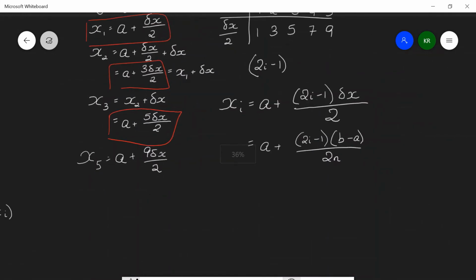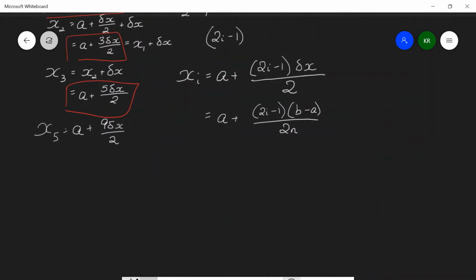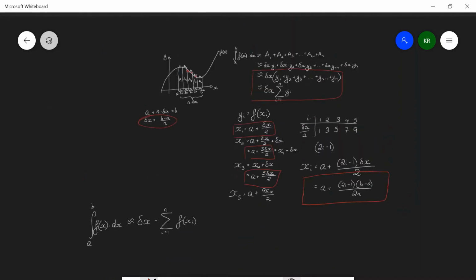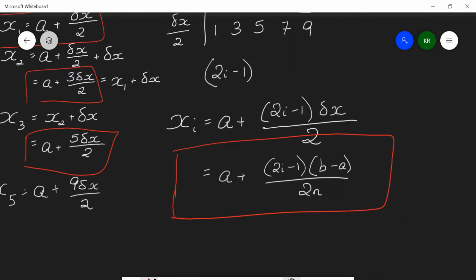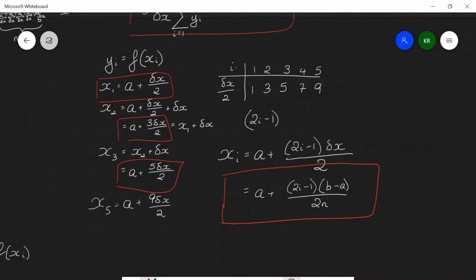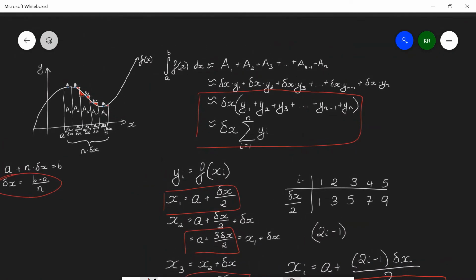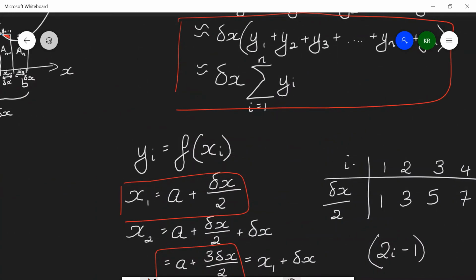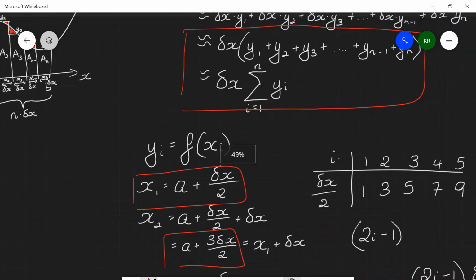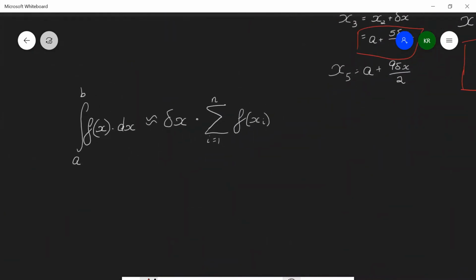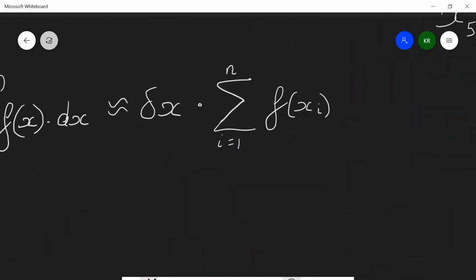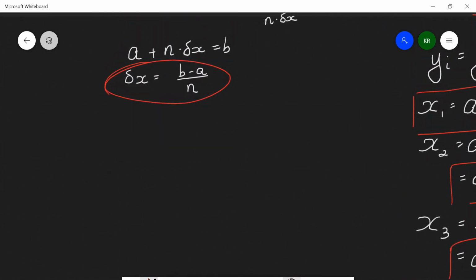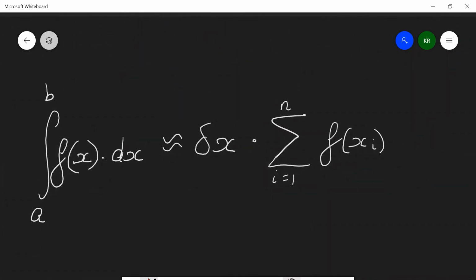But this is important because this is how you generate your xi terms using that expression there. So to find an approximation for the integral, you generate your xi term, then from that you use the equation of the graph. You need the equation of the function f of x to generate your yi terms by this expression here, because yi is just f of xi. Then you add all of those yi terms together, multiply them by delta x, where delta x is b minus a over n, and that gives you an approximation for the integral.